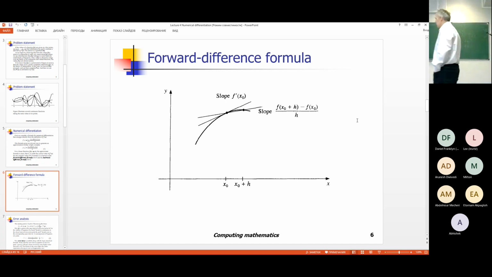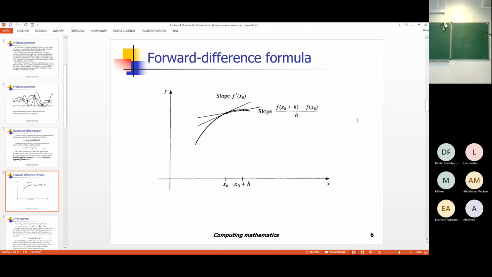What is the approximation value? What should we do to compute it? First, we should compute these two values of the function. f of x0. What is f of x0?